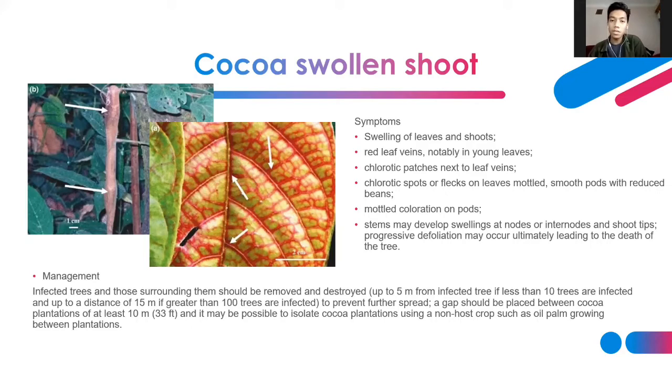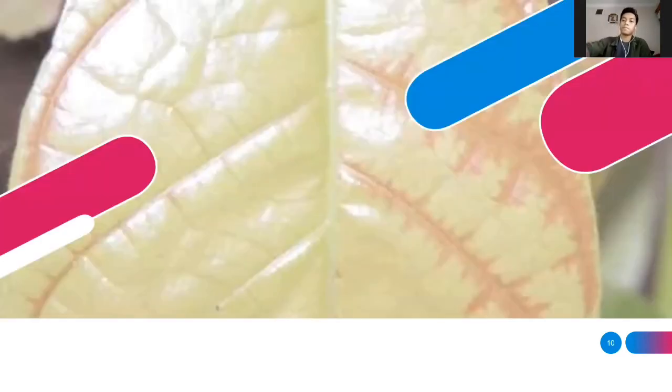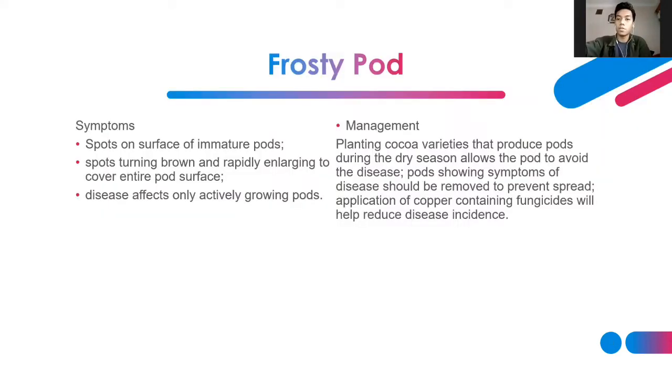Management: infected trees and those surrounding them should be removed and destroyed, up to 5 meters from the infected tree if less than 10 trees are infected, and up to a distance of 15 meters if greater than 100 trees are infected. To prevent further spread, a gap of at least 10 meters should be placed between cocoa plantations, and it may be possible to isolate cocoa plantations using a non-host crop such as oil palm growing between plantations. And these are the pictures.